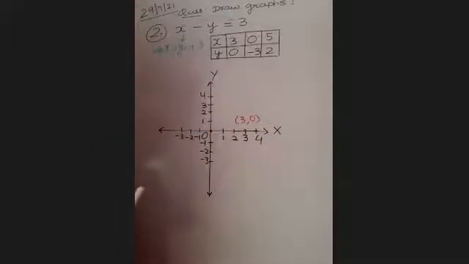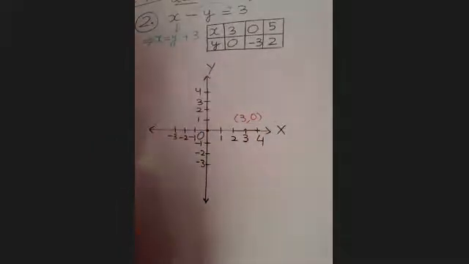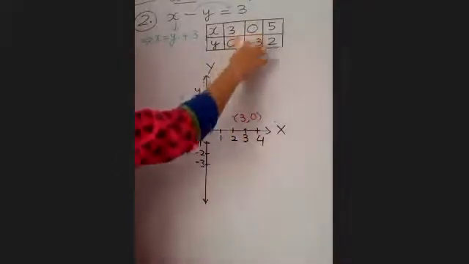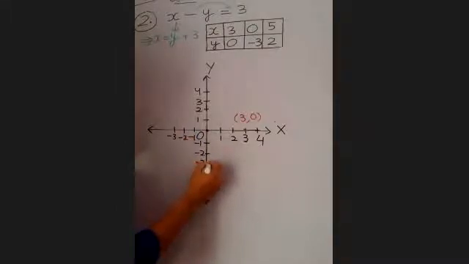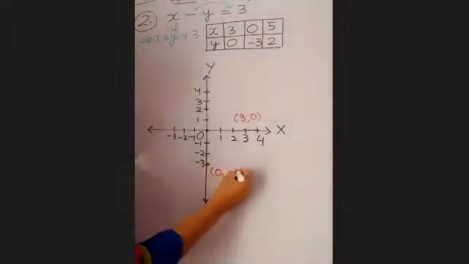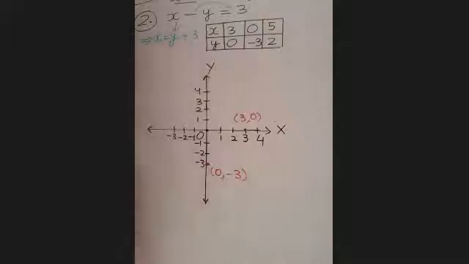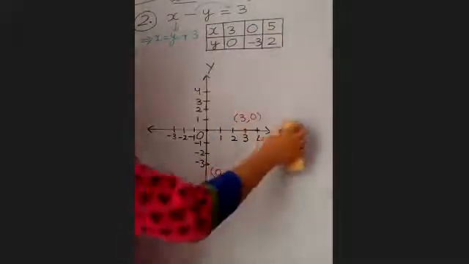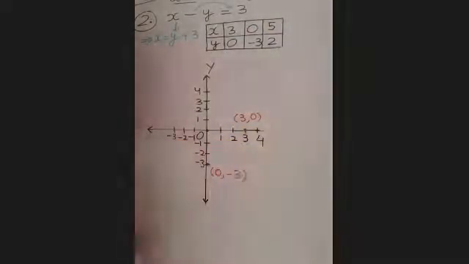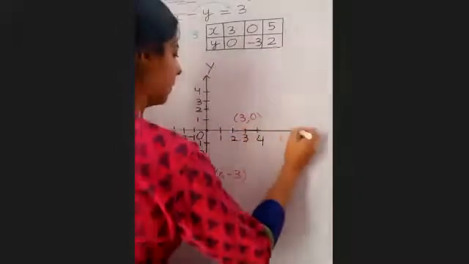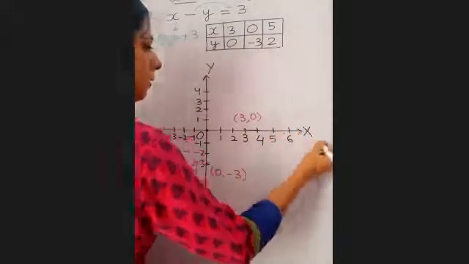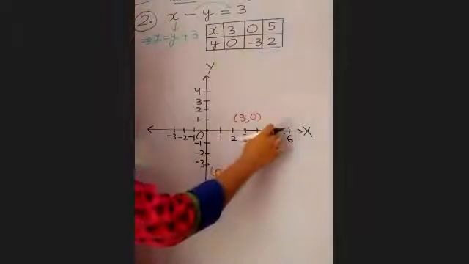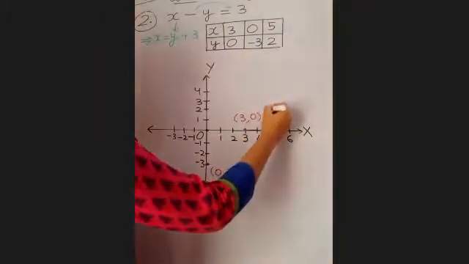Yes, ma'am. Then x is 0, y is minus 3. Will it be this point? Yes, ma'am. Okay. Then there is one more: x is 5, y is 2. So I need to extend it a little. So x 5 and y 2, this is going to be the point.